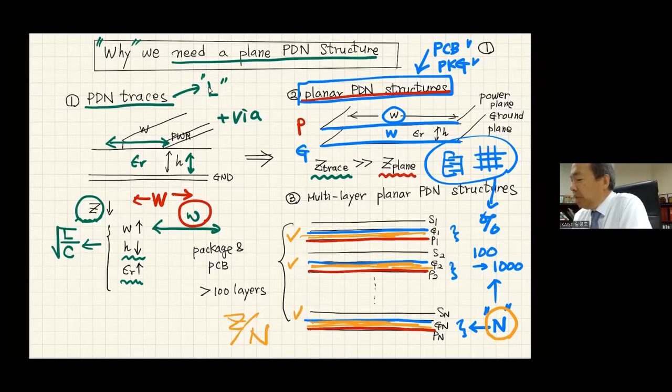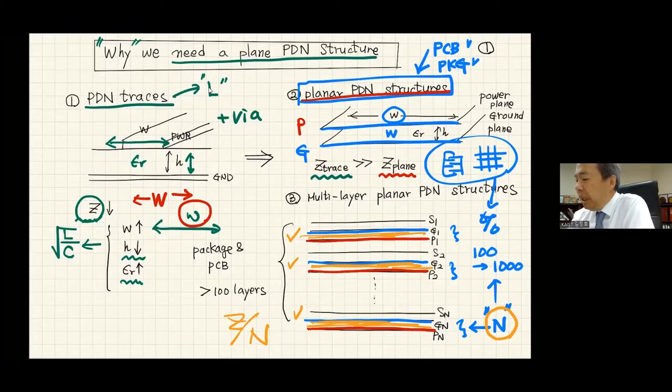So because of that, number one message at this moment, which I would like to tell you, is that in the package and PCB level, number of layers will be increased, number of ground and power pairs will be increased. And that is because we want to effectively reduce the PDN impedance at the PCB and package level.